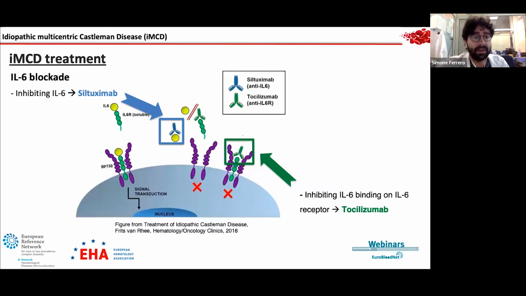But why interleukin-6 blockade? You can see here that there are two ways of blocking interleukin-6. You can inhibit the protein directly with the direct antibody, that is siltuximab. Or you can block the interleukin-6 binding to the interleukin-6 receptor. And this is done with another quite famous monoclonal antibody, tocilizumab. Siltuximab has been approved in Europe and the US for the first line of IMCD, while tocilizumab is approved for first-line treatment only in Japan.